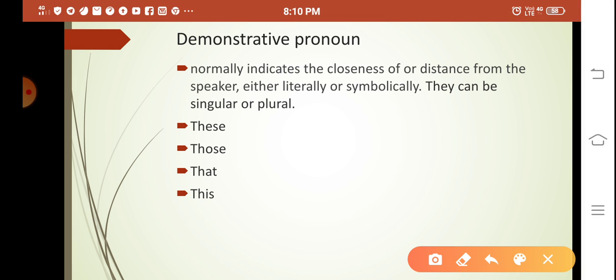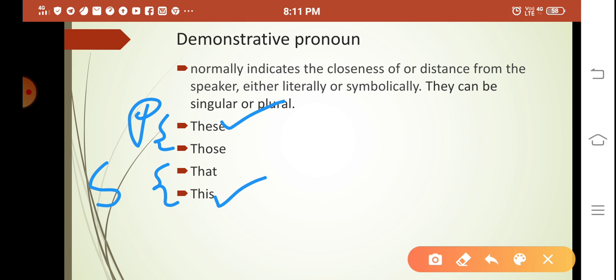So we'll see the next pronoun, that is the demonstrative pronoun. Here also the name suggests that it demonstrates. It means it points out. It indicates something. It normally indicates the closeness of or distance from the speaker. For example, this, that, those, these. If the thing is near to you, then you have to use this or these. These are plural forms, and this and that are singular forms.